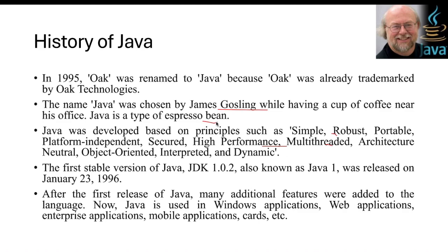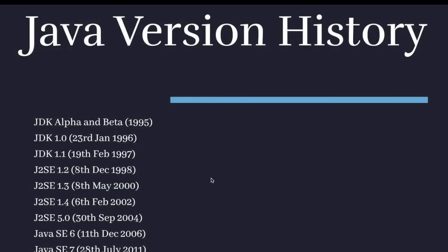Okay, so the first stable version of Java, 1.0.2, also known as Java 1, was released on January 23, 1996. After the first release of Java, many additional features were added to this language, and now Java is used in different kinds of applications: Windows applications, web applications, enterprise applications, mobile applications, cards, etc. All right, let's move further.